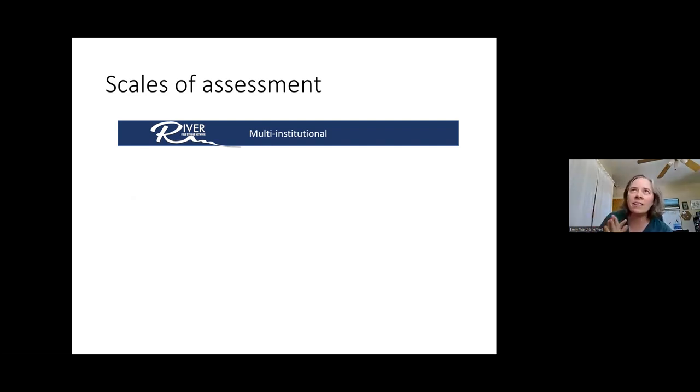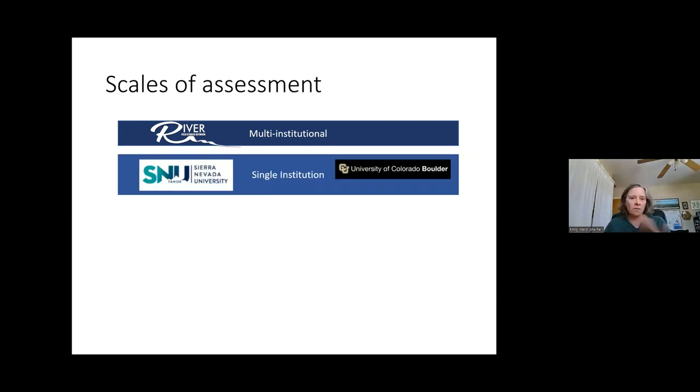So there are different scales of assessment to consider. We can think about assessment happening at kind of this large scale, maybe multi-institutional, and a good example of that would be the RIVERS network, right? We've got a lot of faculty from different institutions. And so maybe the assessment strategy for the network is going to be to think about, how well are they creating the network? How are the collaborations going? And that's what the assessment would be geared toward.